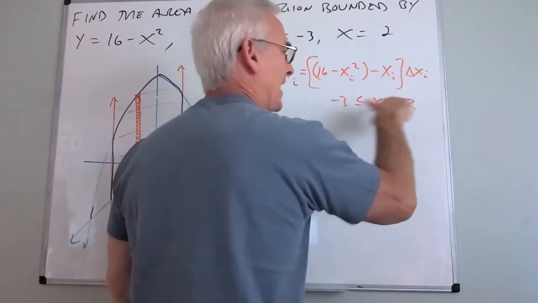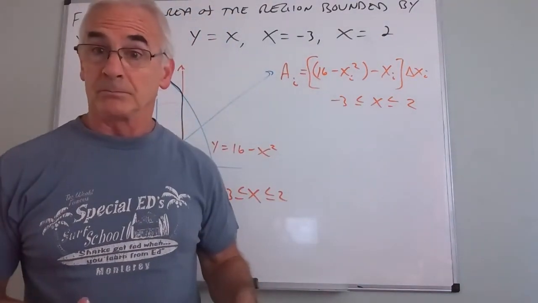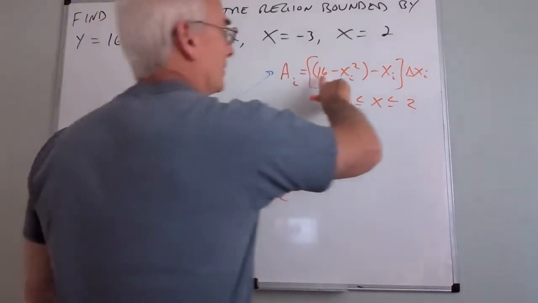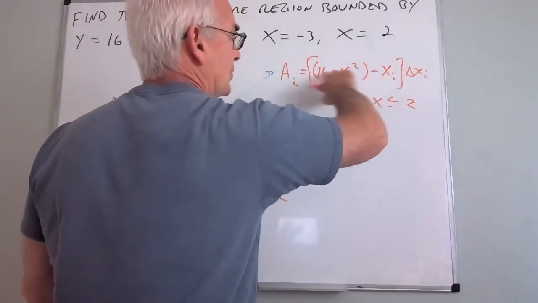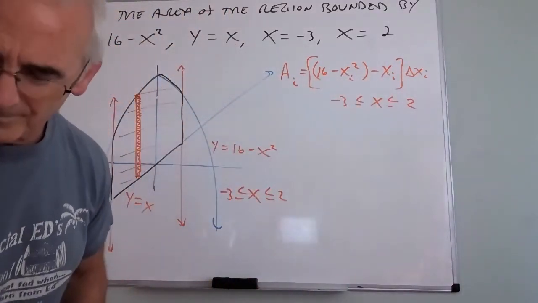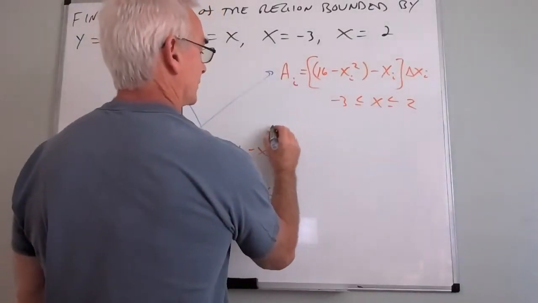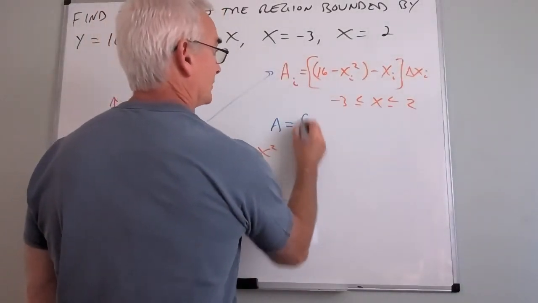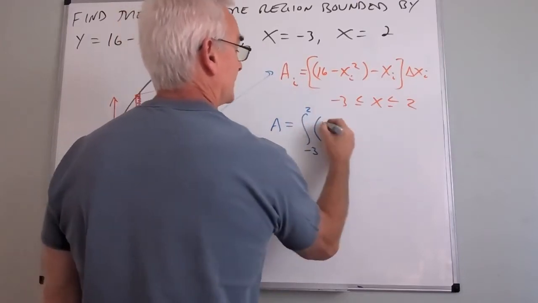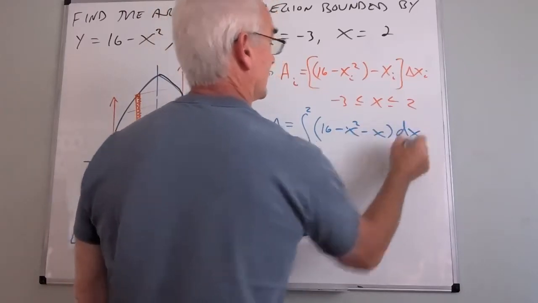Now, the reason that's important, because ultimately those are going to be my limits of integration. Okay, they're not part of the integrand, those are my limits. Oh, okay, well, that seems easy enough. I don't have to do any algebra here. I'm not going to have to distribute a negative or multiply or do anything. I can go directly to the integral. Area equals the integral from -3 to 2 of 16 minus x squared minus x dx.